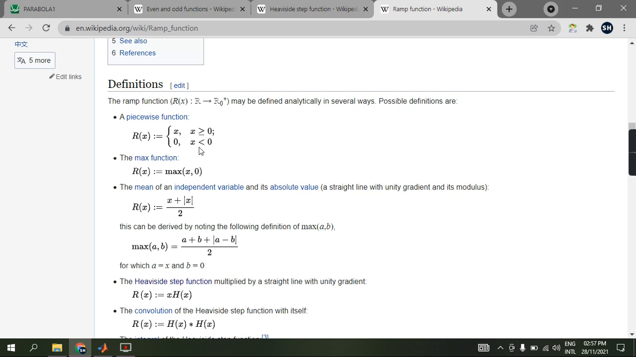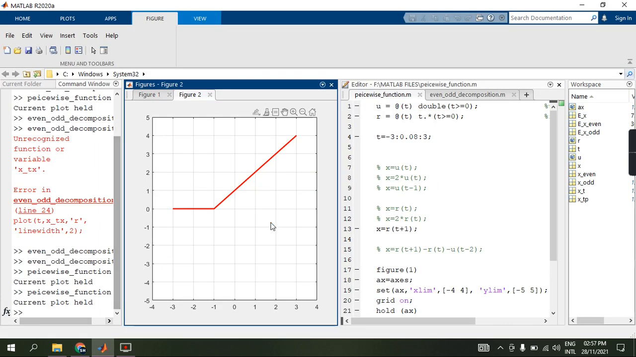And here is our ramp function. For the ramp function, for the positive values of x, the value of the ramp function is x. So we can construct any type of figure using these two functions. Here is the code for the unit step function and the ramp function.